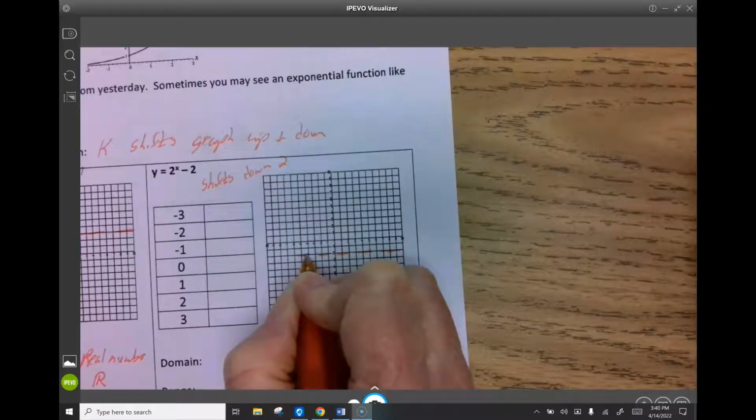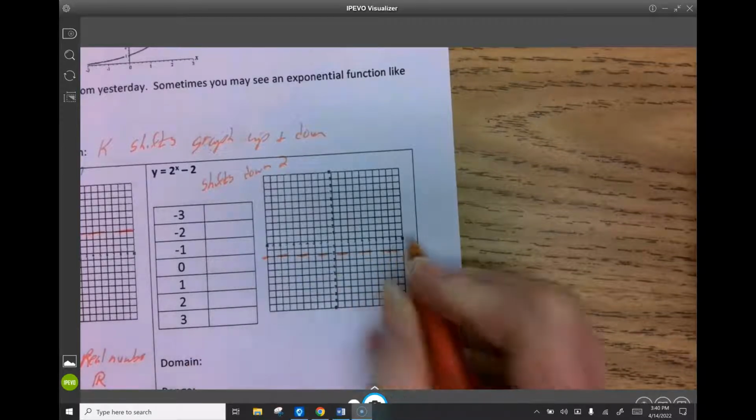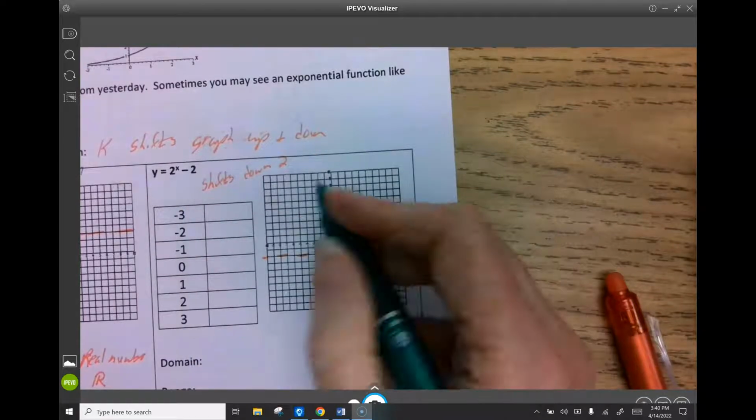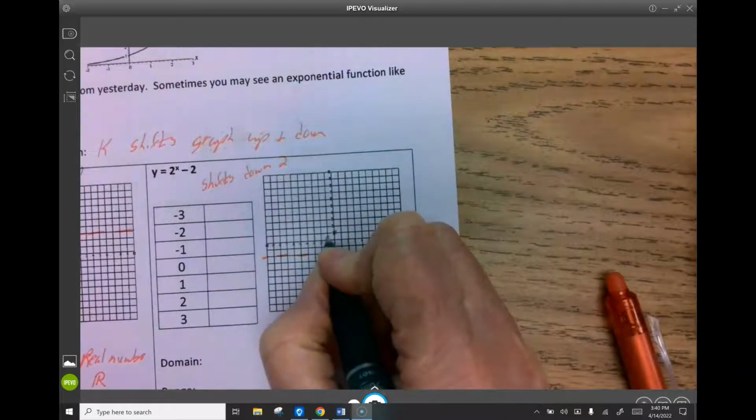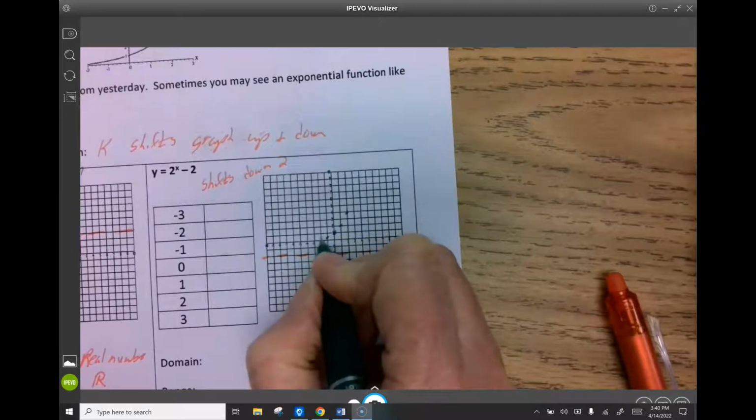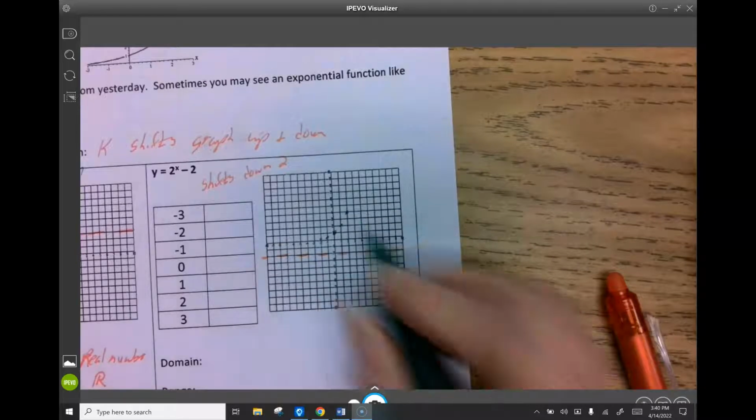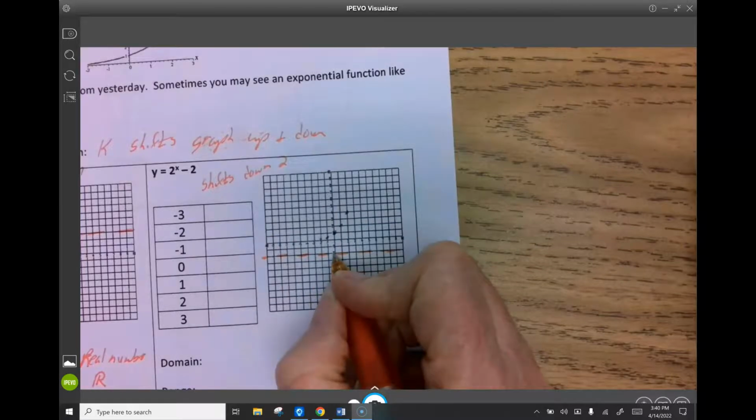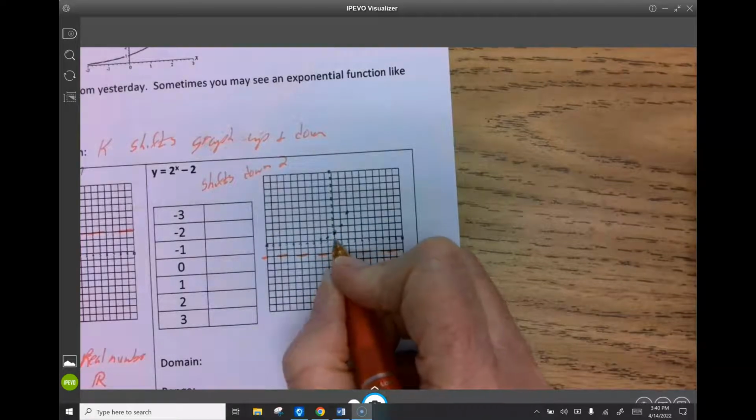Now what I can do is I could draw my parent function in, and then I can just shift it. So my parent function for this, because it's a 2, it's going to be at 1. It's going to be at 1/2. 1's going to be at 2. 2's going to be at 4. Okay, and then it just keeps getting smaller. So that's my parent function. I can just shift that down to right above this. So see how this is one off of my axis?